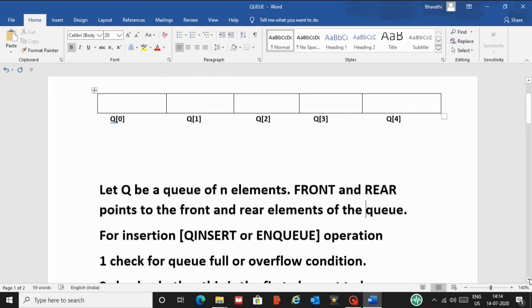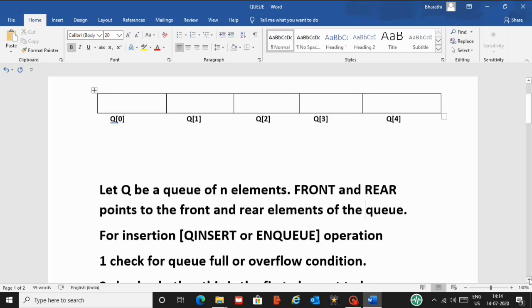And then Q be a queue of elements. Yes, the capital Q is a queue of elements. Here Q and q are different. Capital Q is a data structure, small q is the name of the queue. And then front and rear are the pointers. Yes, you need to keep track of the element for insertion as well as the element to be deleted.